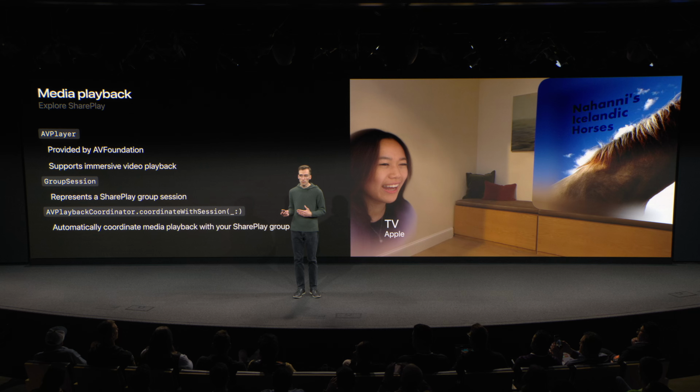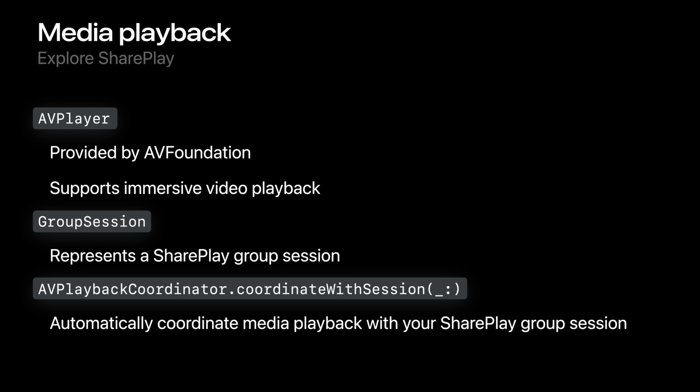So to synchronize media playback across your group, you just pass that group session to your AV Player via the coordinate with session method. With just this handful of APIs, you can create a really compelling shared media experience for visionOS. Your shared window will be placed in the same location for all participants. The correct spatial template will be applied to give every participant a good view of each other and the app. And AV Foundation will synchronize playback as participants pause and play, creating the illusion that all participants are looking at the same video window together.